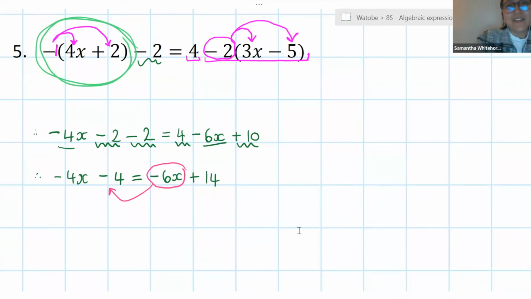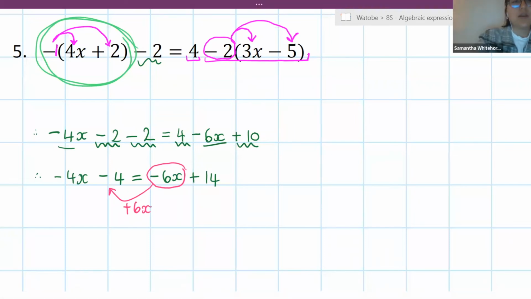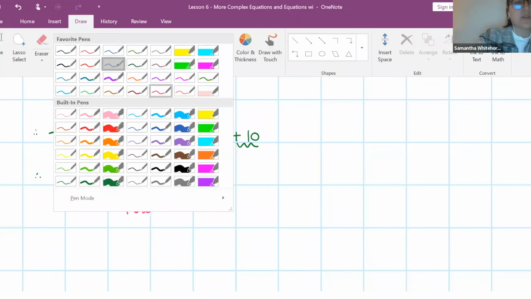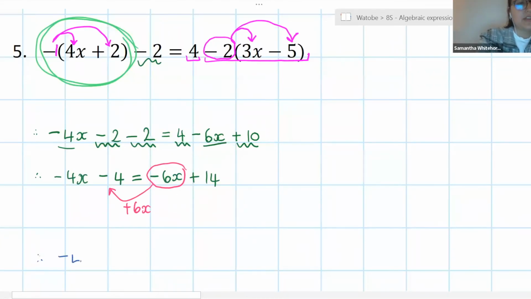Right, what we do is, awesome, Faith, thank you. So what we do is we move it over by doing the inverse operation. So well done, Faith, Christelle. We add 6x on both sides. So what that is going to do is end up with minus 4x plus 6x minus 4 is equal to 14.